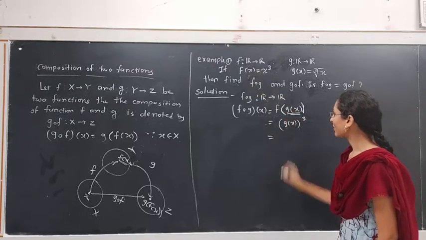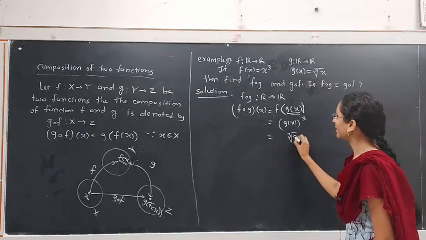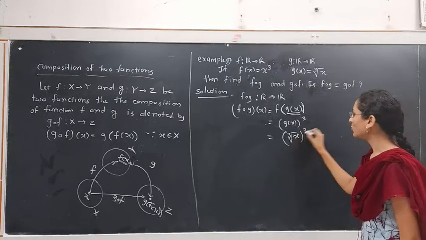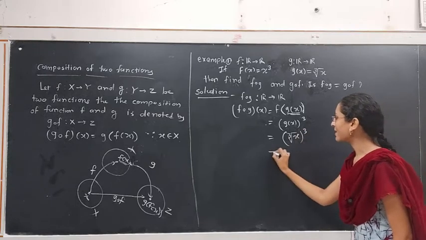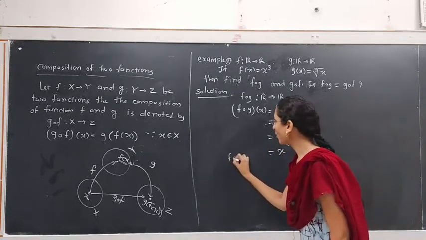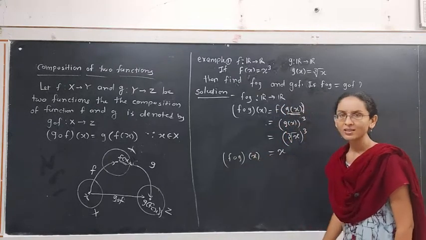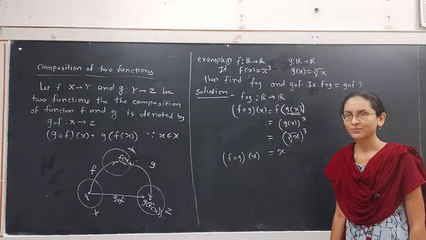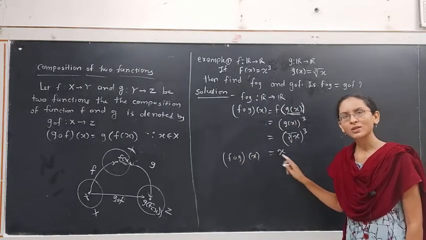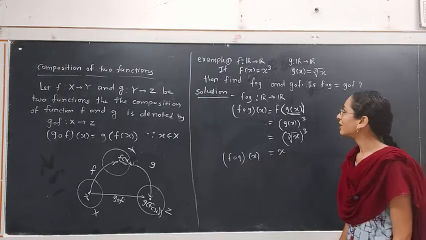This is equal to, what is g of x? g of x is the cube root of x. It is defined by the cube root of x, and its cube. The cube root and cube cancel, then we get x. Therefore, (f∘g)(x) is defined by x. This is the identity function. f∘g maps the element x to the same element x, hence f∘g is an identity function.